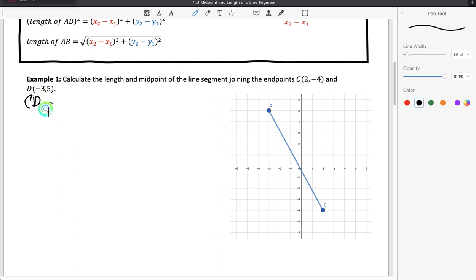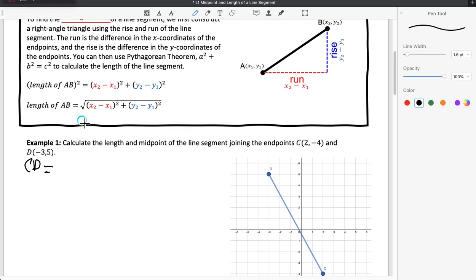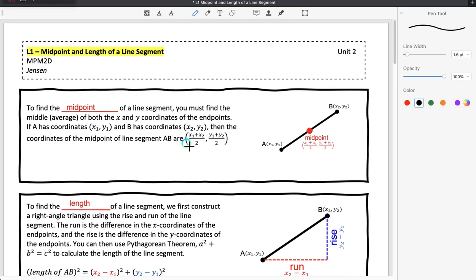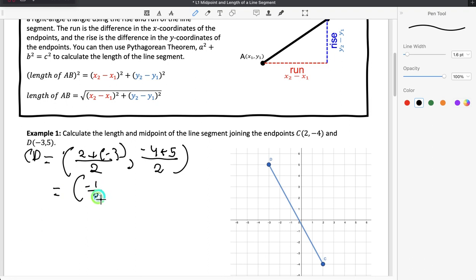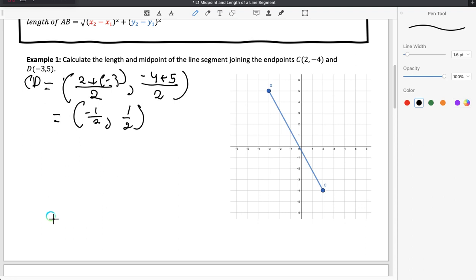So the midpoint of CD is equal to, if we look at the equation again, this is the formula we're going to be using. That means, for the x-coordinate, 2 plus minus 3, divided by 2. For the y-coordinate, minus 4 plus 5, divided by 2. So then this becomes (-1/2, 1/2). This is the midpoint.